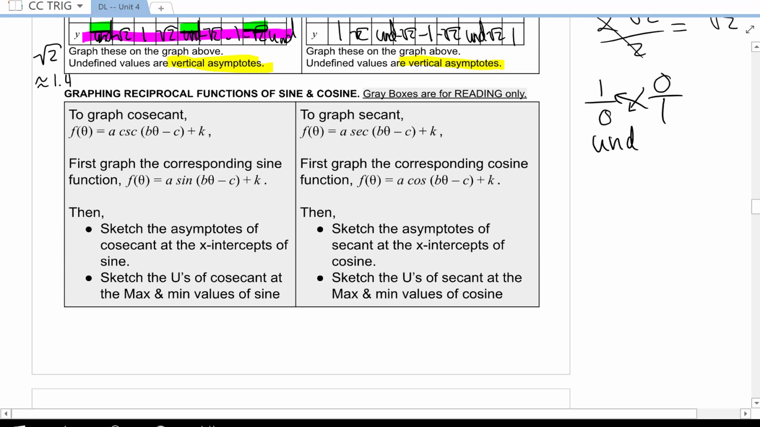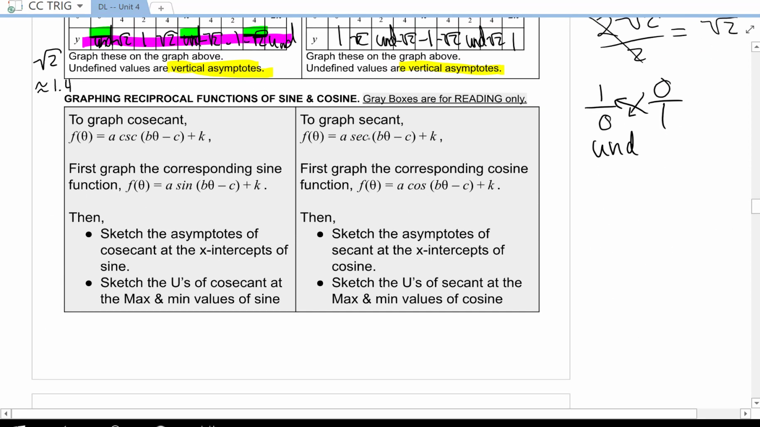And same with cosine. You'll graph the corresponding cosine function for every secant that you're given. You'll sketch the asymptotes at the x-intercepts and sketch the U's at the max and min values of cosine.